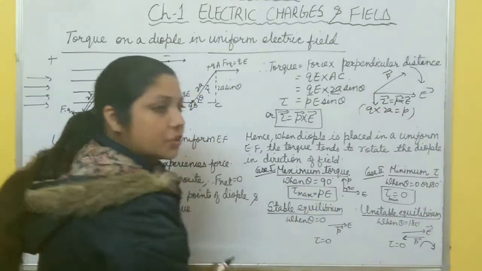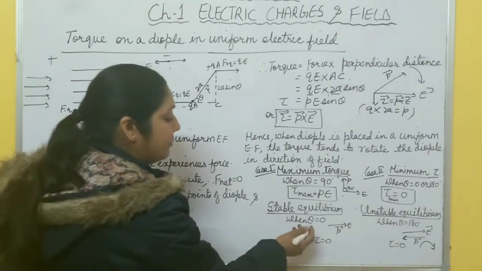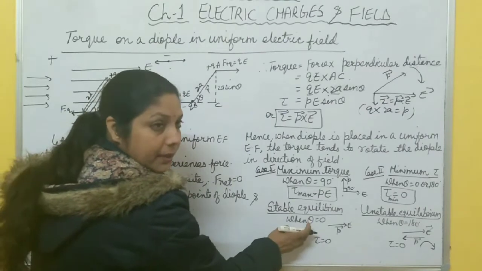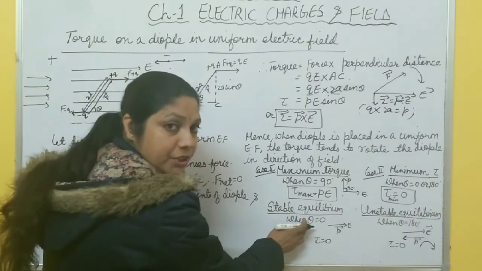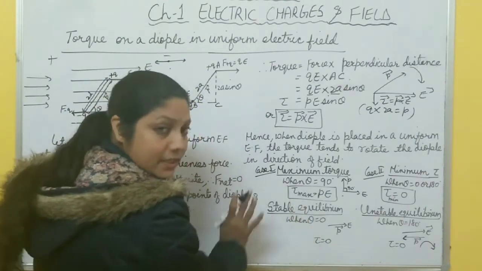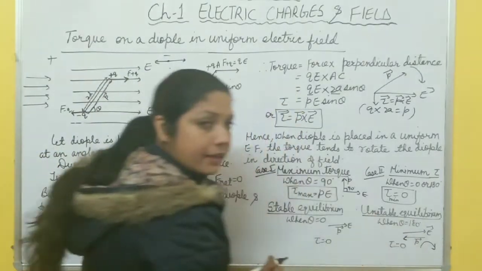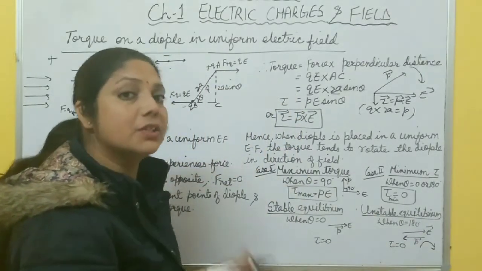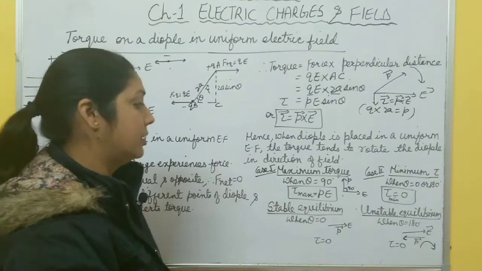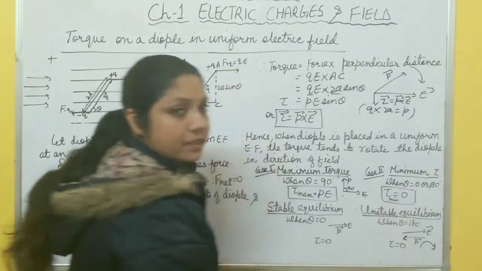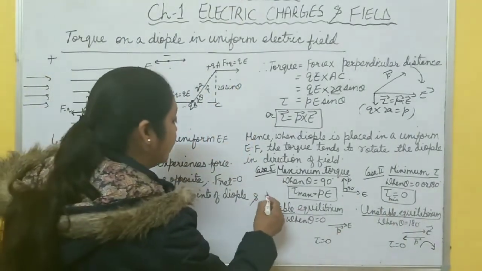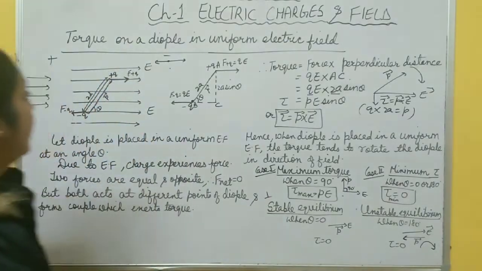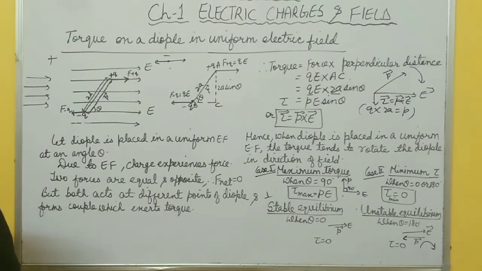In both the cases, torque is 0, but when you slightly move the dipole at theta 0, it returns to its original position, right? But when theta is 180 degrees, it does not return to its own position. So this is the condition for unstable equilibrium. Generally it comes in a 1 or 2 marks question, right? And this question came, I think, in the year 2017.